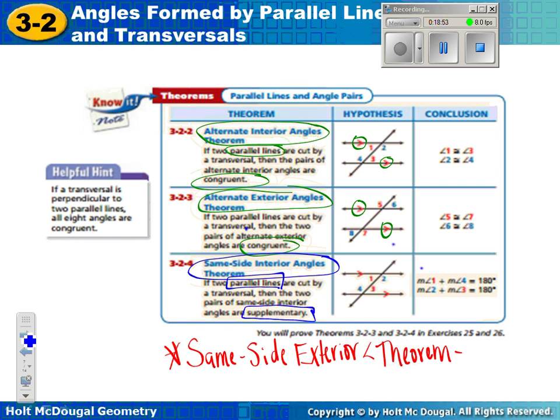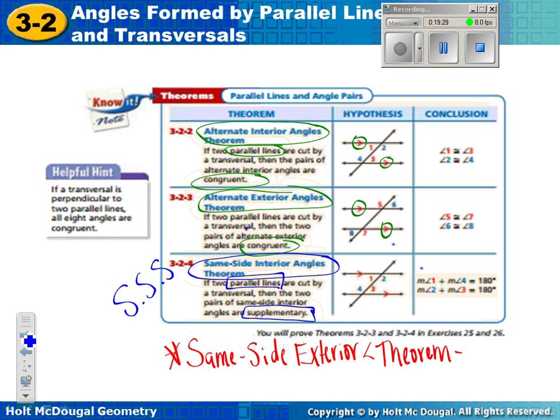Here's how I remember that. SSS. If it starts with same side, they're going to be supplementary. If it doesn't start with same side, they're going to be congruent. So same side supplementary. SSS. So my supplementary angles, make a little chart here for those. I know for sure right now that the same side interior angles are going to be supplementary. They're going to add to be 180.